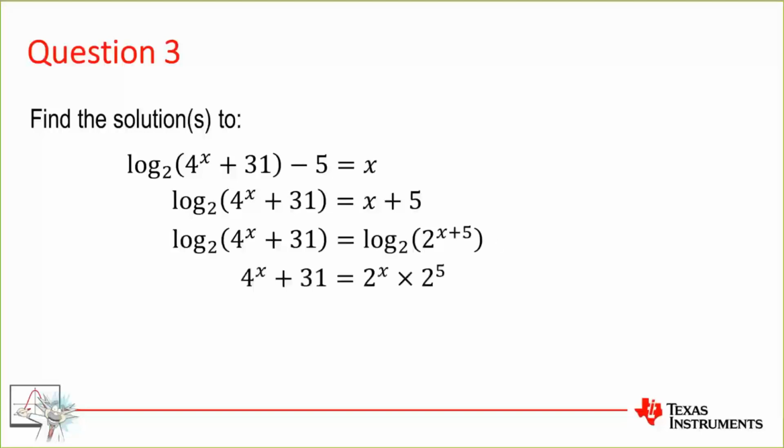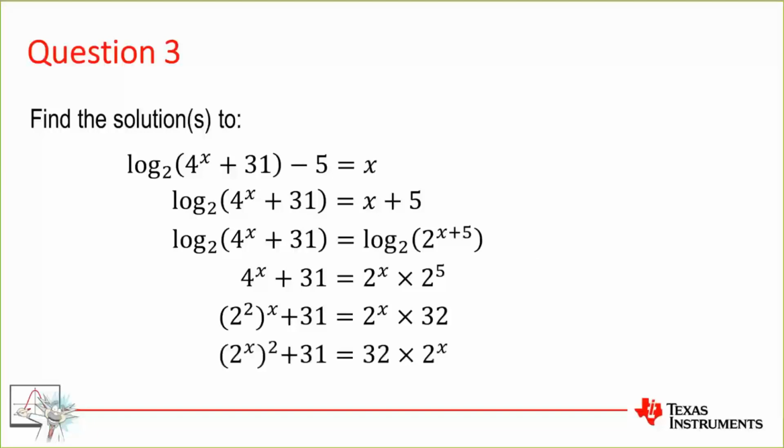Now I can cancel out my logs and I get this expression here, still not looking a lot better than what I had before, but we're getting there. The trick here is to note that 4 to the power of x is the same as 2 squared to the power of x, which I can rewrite using our index laws. And then finally, recognizing that we have 2 to the x on both sides, I'm going to make it look a little bit simpler by calling that a. Now it's starting to look a bit easier. Now it looks more like a quadratic.